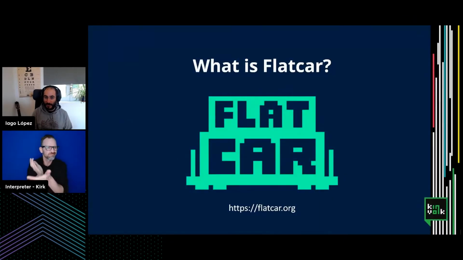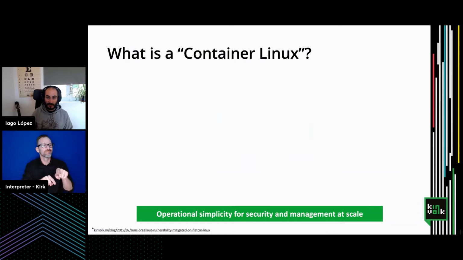So let's now talk about what Flatcar, the operating system, is. Flatcar is a container Linux. So let's start with what a container Linux is first. The main point of container Linux is to simplify operations, and for security and management at scale.